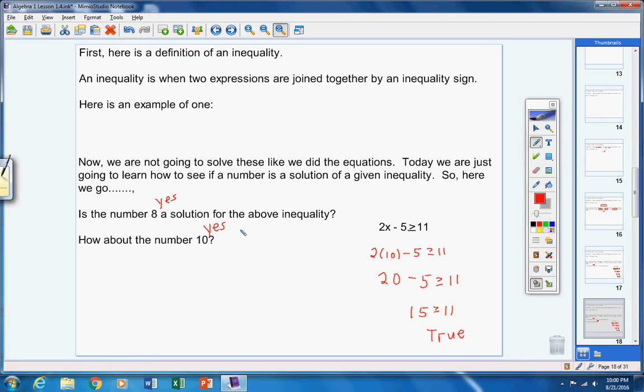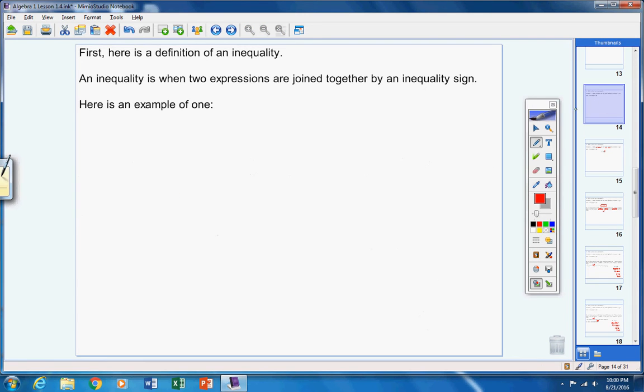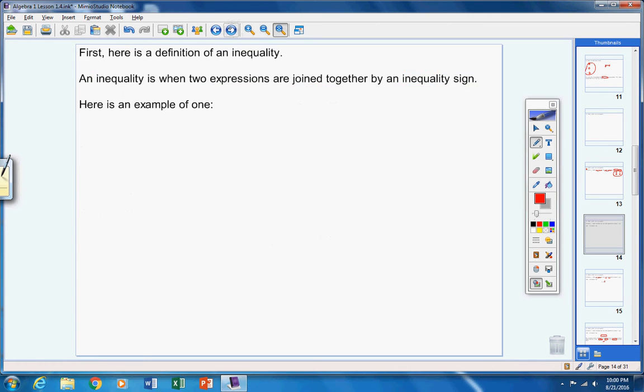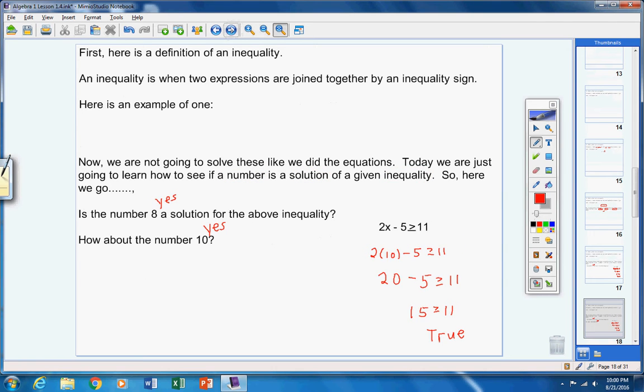So do you see what I was saying earlier back here? I was saying these equations all had one answer. And then I said that's about to change. Inequalities are going to have a group of answers, okay? So that's what we're seeing now. So for this inequality, is 8 a solution? Yes, it is. Is 10 a solution? Yes, it is. Okay? So that's fine.